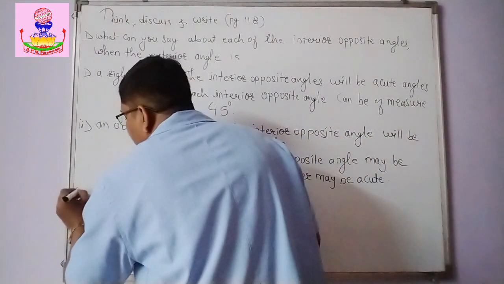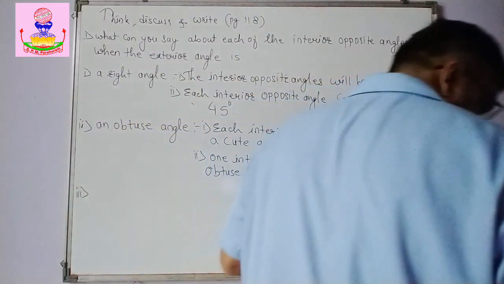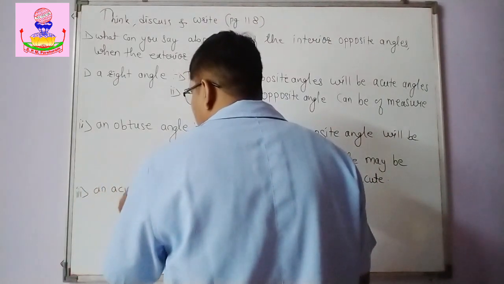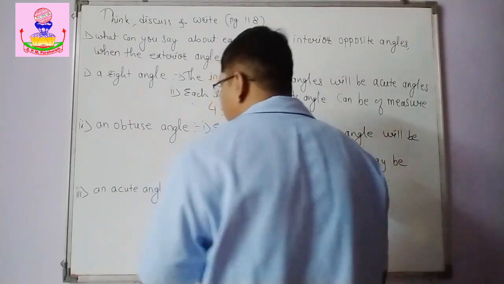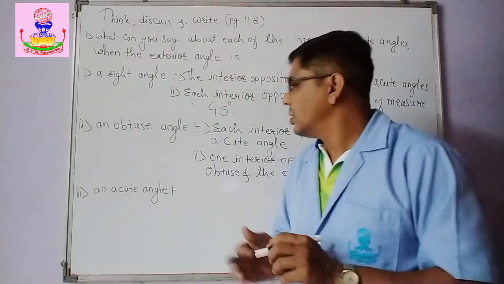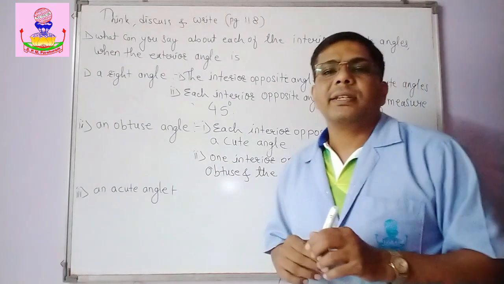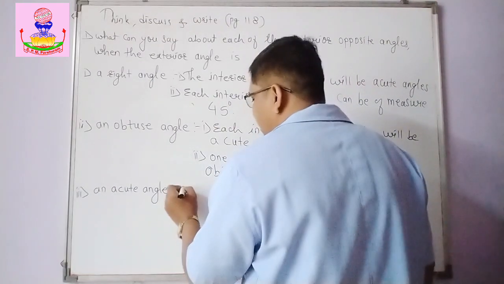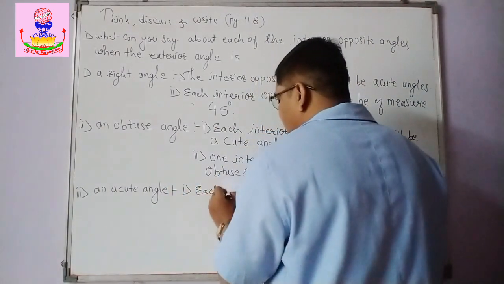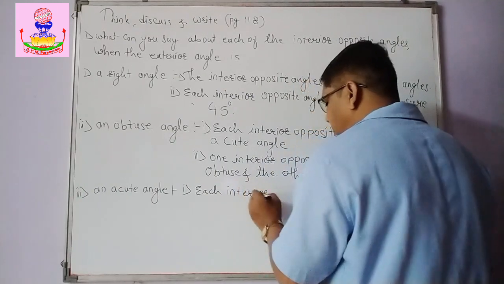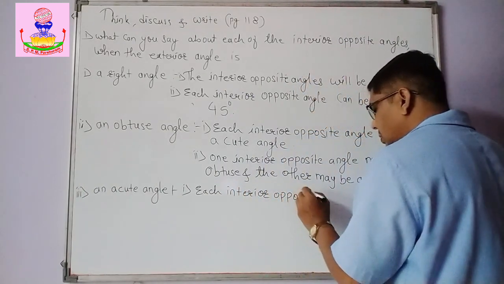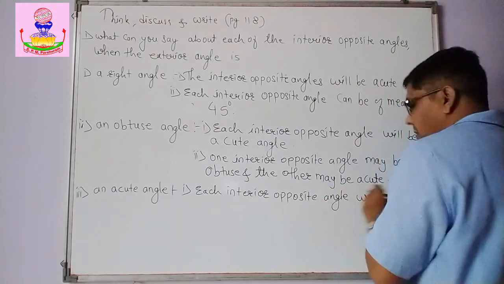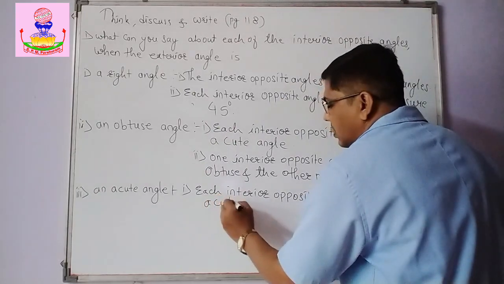Now third, it is an acute angle. If it is an acute angle, definitely both the interior angles are going to be acute only. So here we can say each interior opposite angle will be acute. Now I will explain.